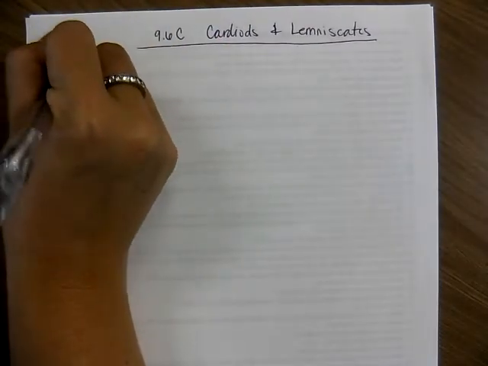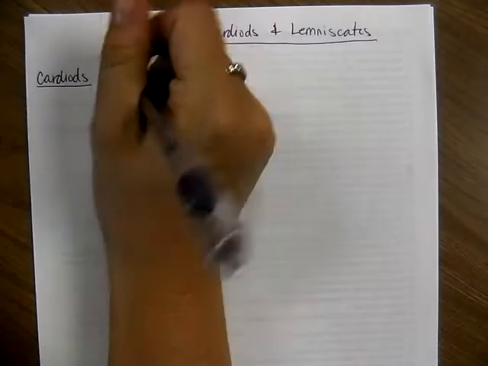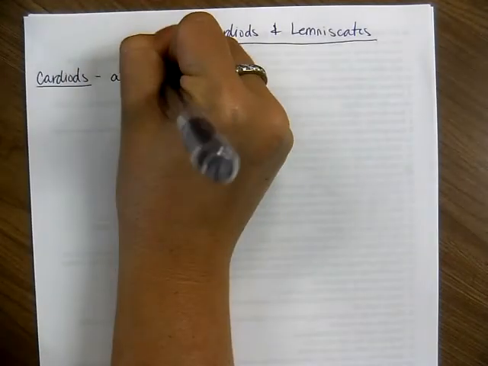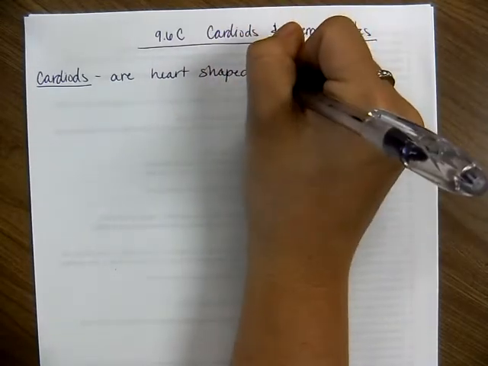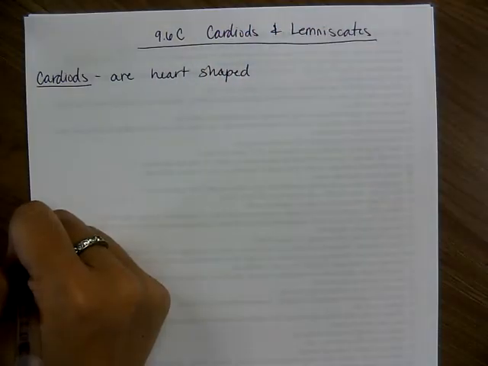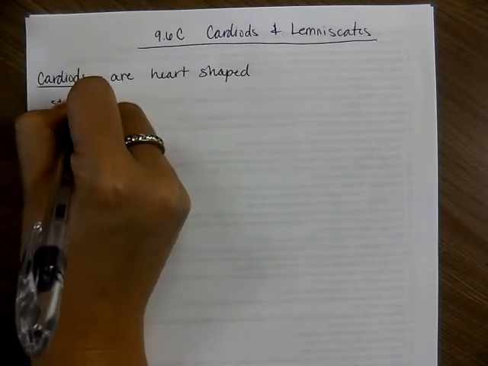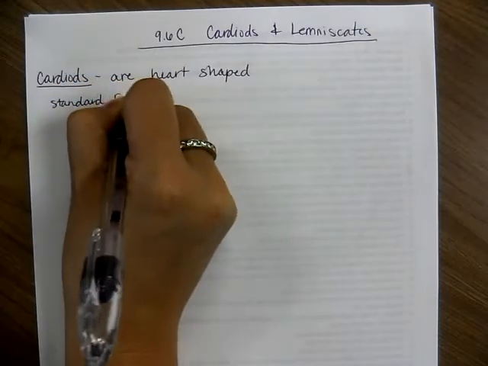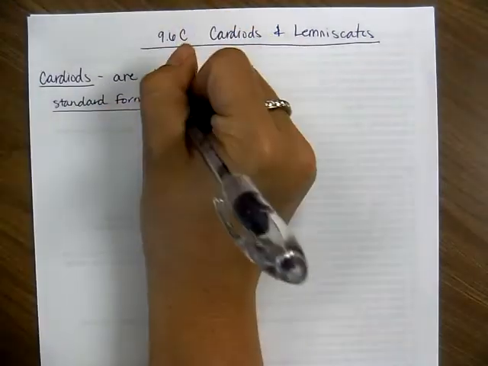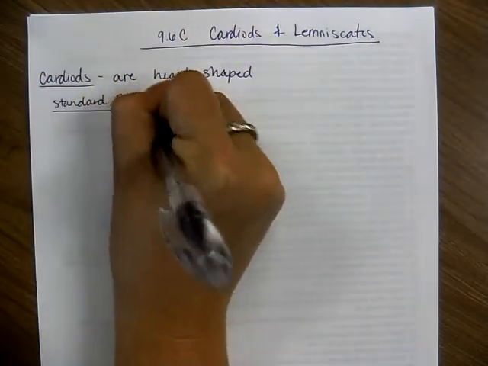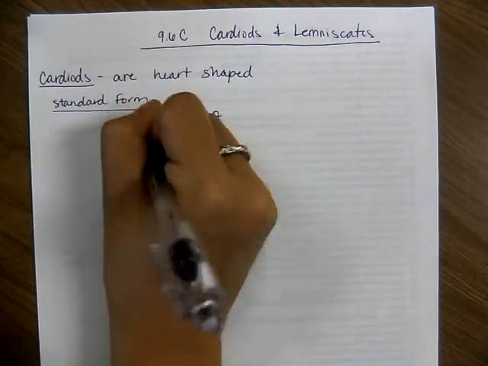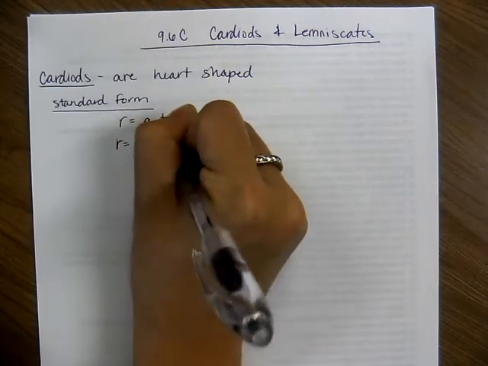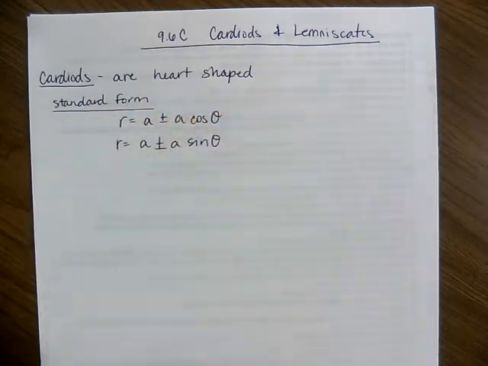I don't know if you can figure out what a cardioid might look like, but it's heart-shaped, all right? So these graphs are heart-shaped, and this is the standard form for their equation. We'll just go right into that. It looks like r equals a plus or minus a cosine theta, or r equals a plus or minus a sine of theta.